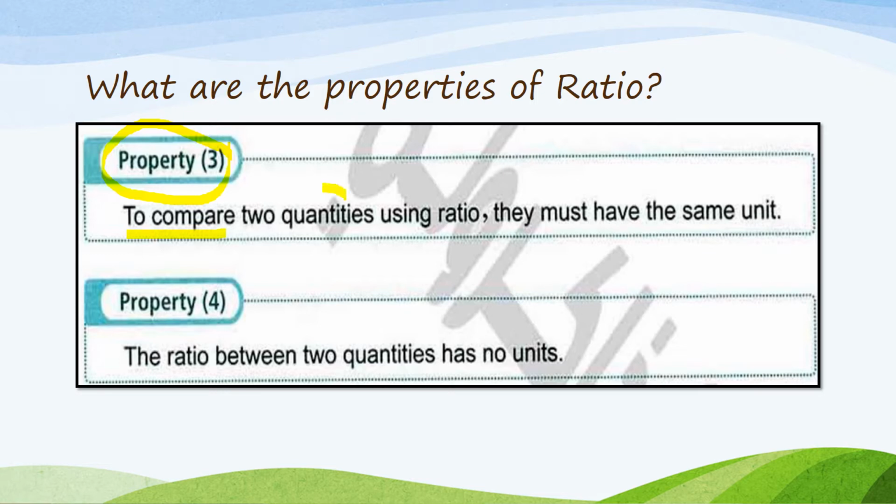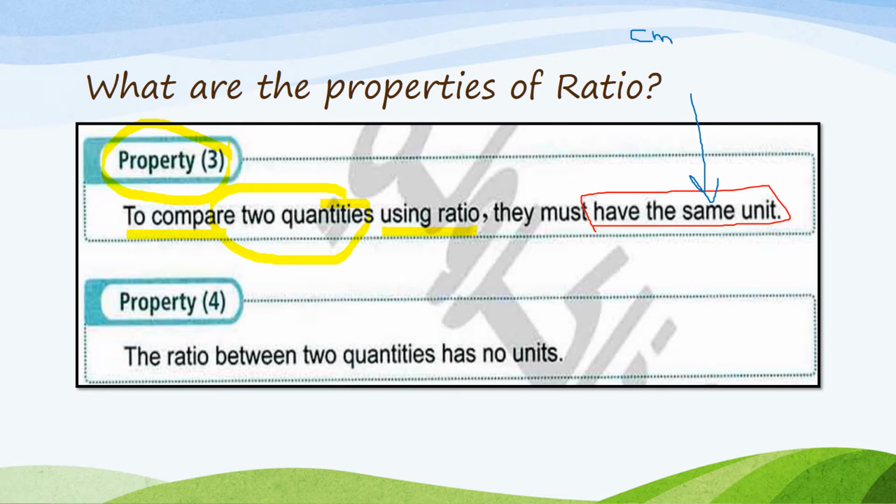So property number 3: to compare two quantities using ratio, they must have the same unit. This property shows us what to do when we compare two quantities using ratio. What does that mean, must have the same unit? What does unit actually mean?